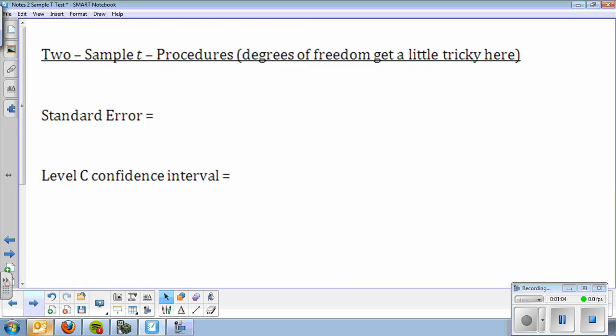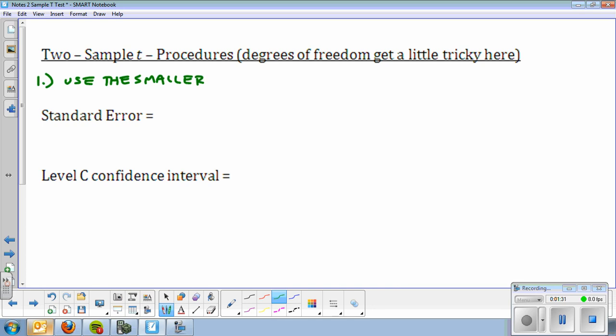So of course, the basic start is that we have some different formulas and some different things that we need to talk about. So in a two-sample t procedure, the degrees of freedom get a little tricky because you've got two different samples. So there's two ways that you can do this. One, you're going to use the smaller n. And in that case, the degrees of freedom will be n minus 1, whichever n is smaller. That's kind of like the safe bet.